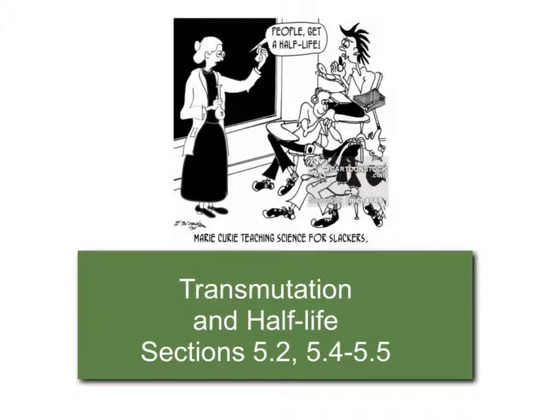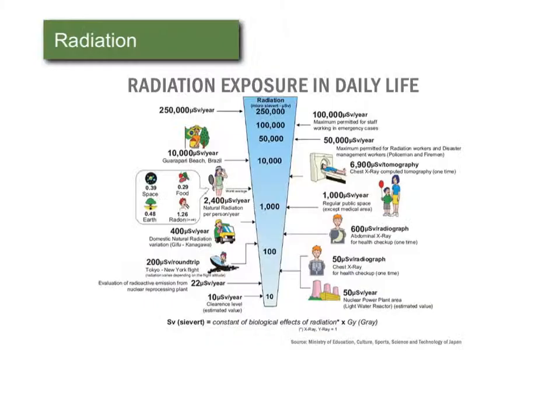Today I'm going to tell you a little bit about where we can find radioactivity. It's all around us, and we're going to talk about transmutation and half-life. Okay, so we can find radiation pretty much all around us. So these are some of the examples of places that we encounter radiation in our everyday life.